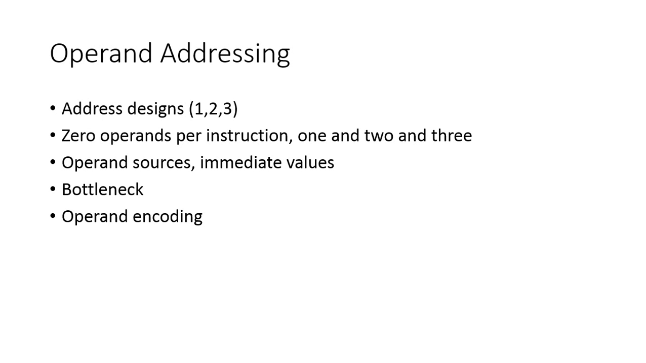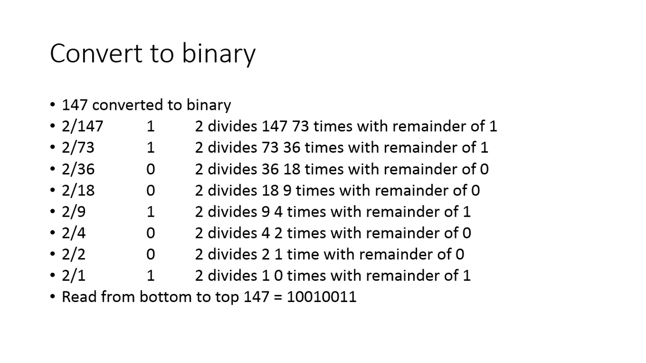So in terms of binary arithmetic, you'll be responsible for converting to binary. Here's the number 147 converting to binary. I just wanted to remind everyone how this is done. If we divide 2 into 147, we see that it goes 73 times with the remainder of 1, and we write down the 1. And we see that 2 divides into 73 36 times with the remainder of 1, we write the 1 down again.